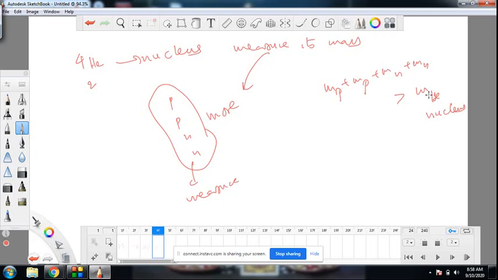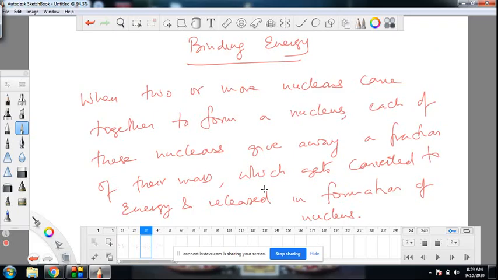Helium nucleus also contains 2 protons, 2 neutrons. Here also I am adding 2 protons plus 2 neutrons. But somehow the mass of the helium nucleus is found to be less. Why? When nucleons come closer and try to form a nucleus, they give a fraction of their mass and that gets converted to energy and released. This released energy is called binding energy, and that released energy leads to stability.